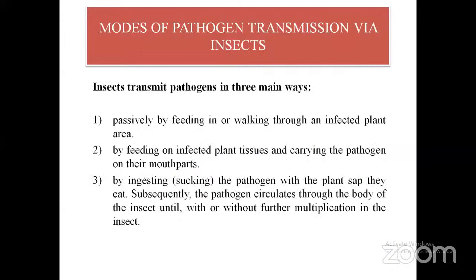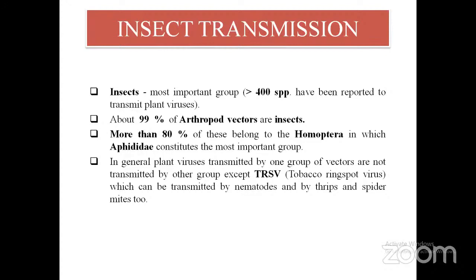Then, insect transmission. Insects, as I already told, are the most important group. More than 400 species have been reported to transmit plant viruses. About 99% of arthropod vectors are insects. More than 80% of these belong to Hemiptera, in which the Aphididae family is the most important group. In general, plant viruses transmitted by one group of vectors are not transmitted by another group, but there is an exception, that is tobacco ring spot virus, which is transmitted by nematodes and thrips, and also sometimes by spider mites too.